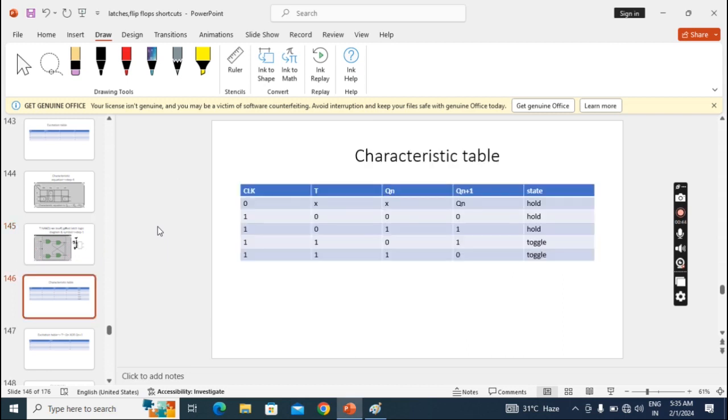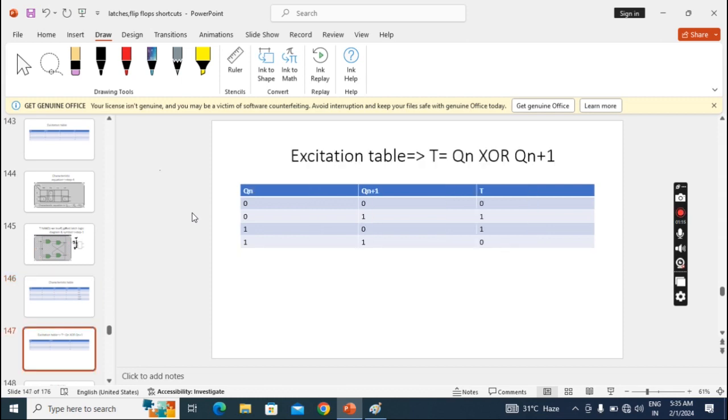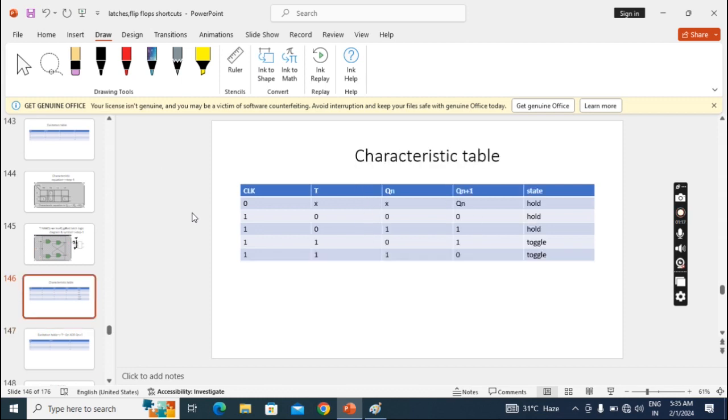This is the characteristic table. If we apply T equal to 0, that means J0 K0. What will happen when J0 K0? Hold will happen. And when T equal to 1, that means J1 K1. What will happen? Toggle will happen. Hold means 0 I write as it is, 1 as it is; in toggle, 0 becomes 1 and 1 becomes 0. Here also toggle means race condition.